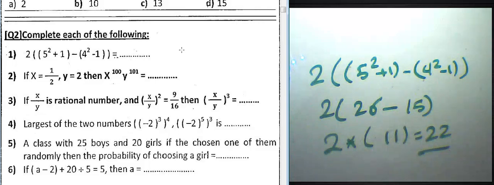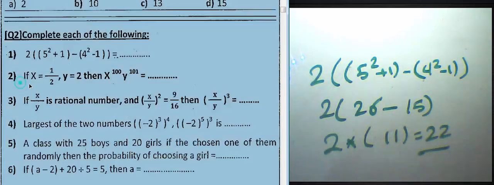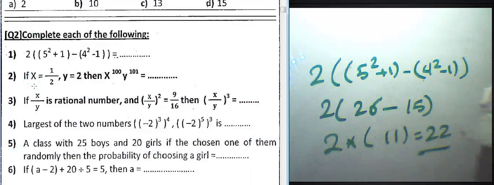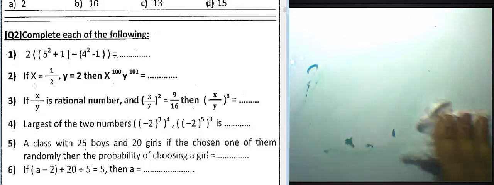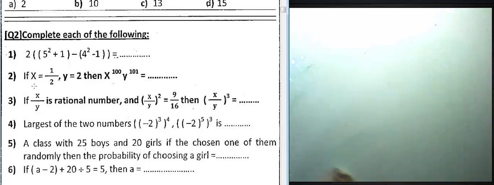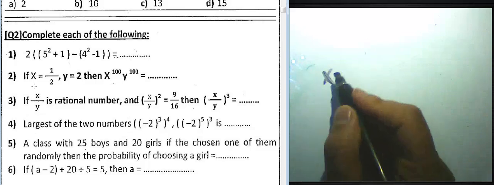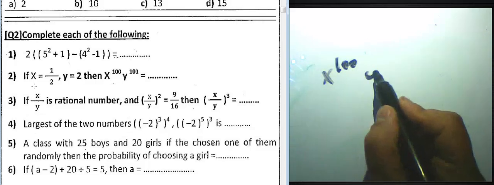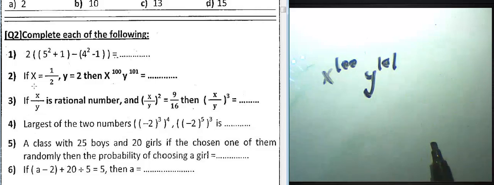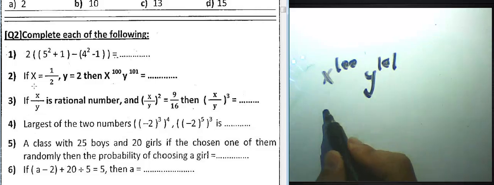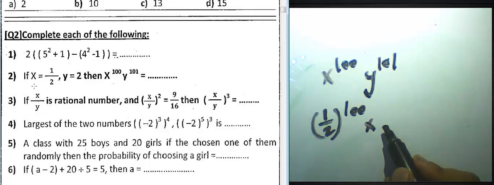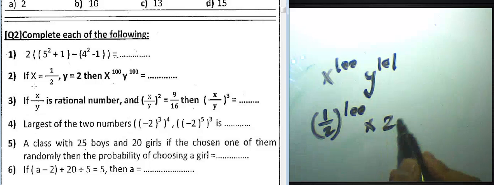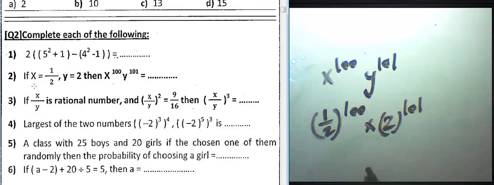Next question, question number 2. If x equals half and y equals 2, what is x power 100 times y power 101? Put x equal half: half power 100, multiplied by y, which is 2 power 101.